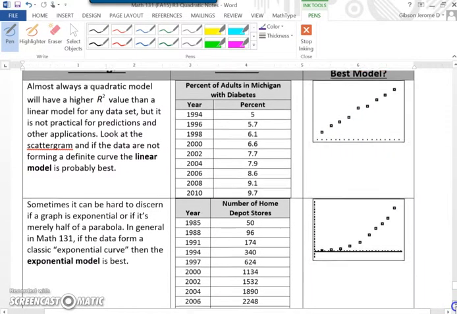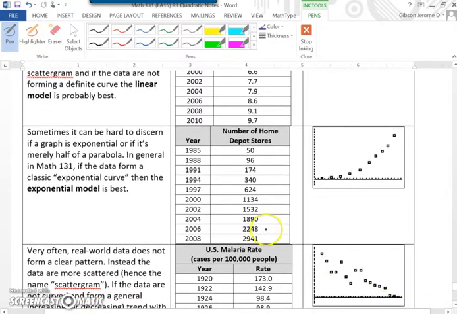Now down here, it gets a little trickier when you're dealing with the exponential model. It says sometimes it can be hard to discern if a graph is exponential or if it's merely half of a parabola. Because this could actually be a parabola. It could basically go like this on the other side, right? And we just don't see it. But it says in general in Math 131, if the data form a classic exponential curve, then the exponential model is best. So basically it's saying for this class only, if you see this here, most likely it's an exponential model.